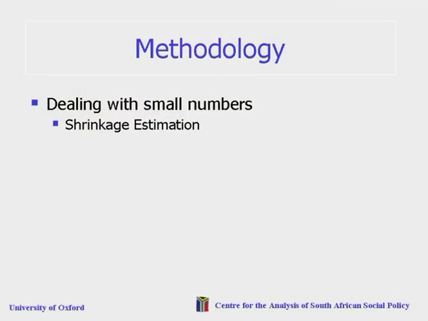To deal with small numbers, we employ a technique known as empirical Bayes shrinkage estimation. And shrinkage estimation moves unreliable scores, in our case, to the municipal mean. In fact, given the extent of poverty and deprivation in South Africa, there's actually not much movement with shrinkage estimation, but one still has to apply the technique to make sure that the scores are as robust as possible.